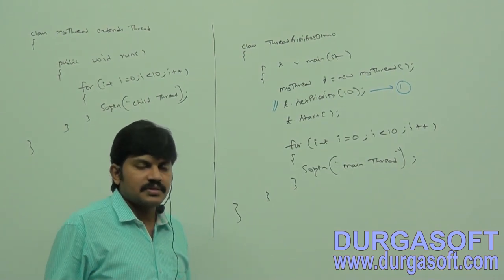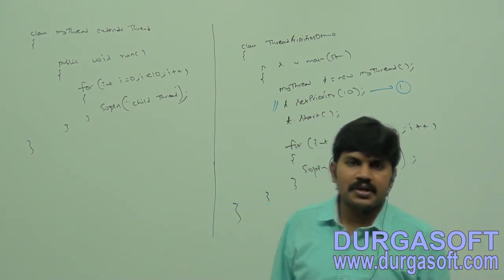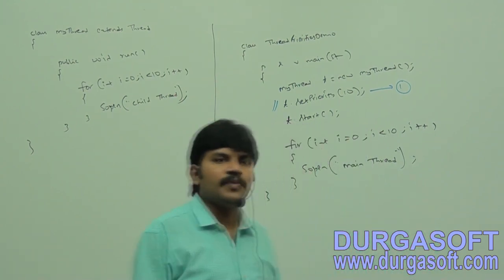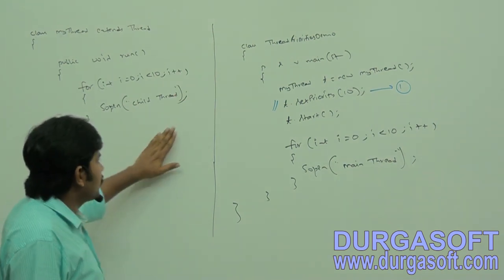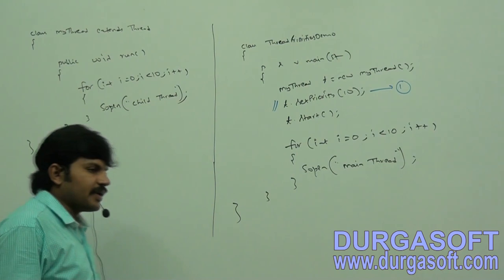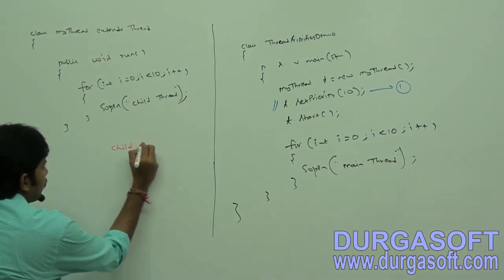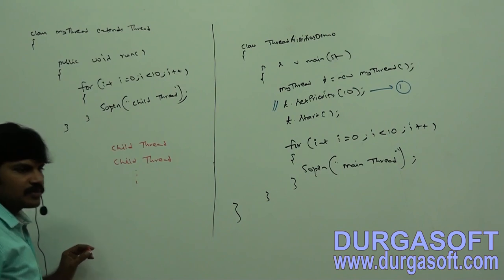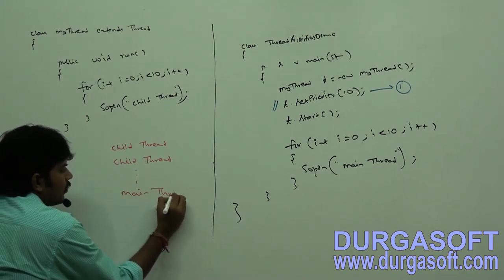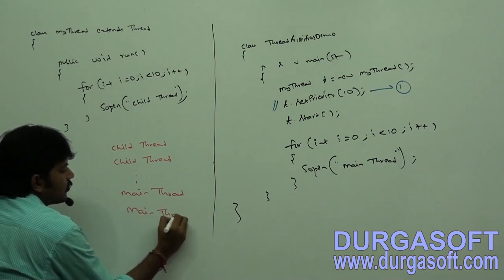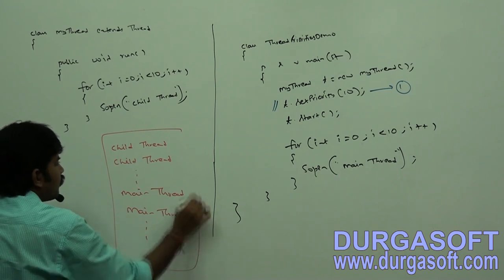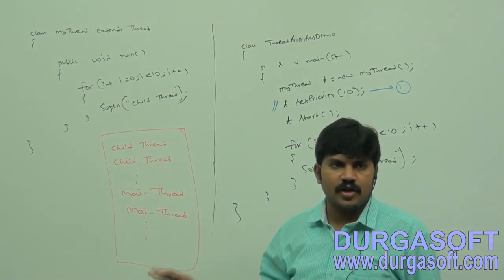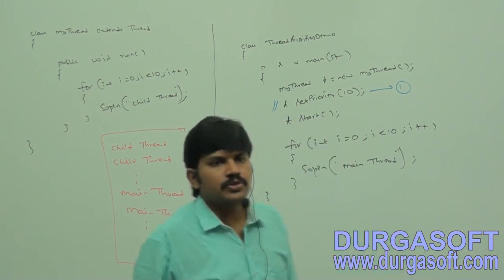Child thread has a priority 5 and a child thread has a priority 10. Hence, child thread will get the chance first, followed by main thread. In this case, can I spell out what the output is? Child thread 10 times followed by main thread 10 times. I hope that is clear for all of you, right?